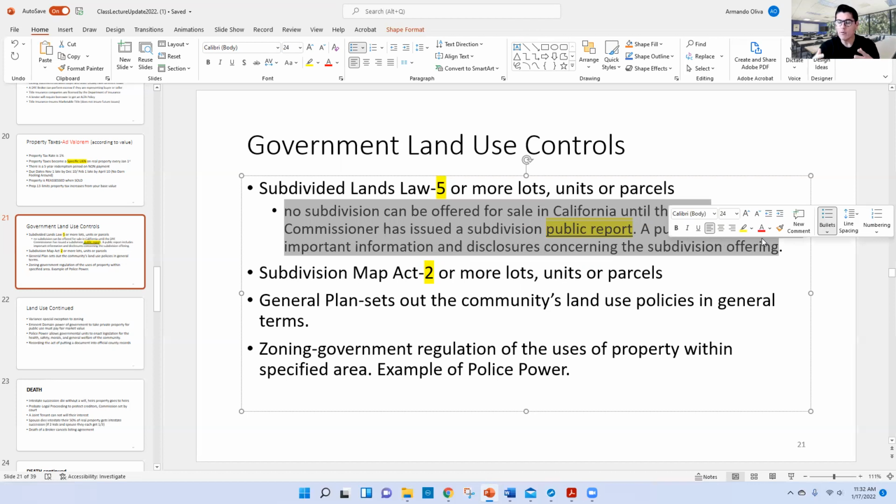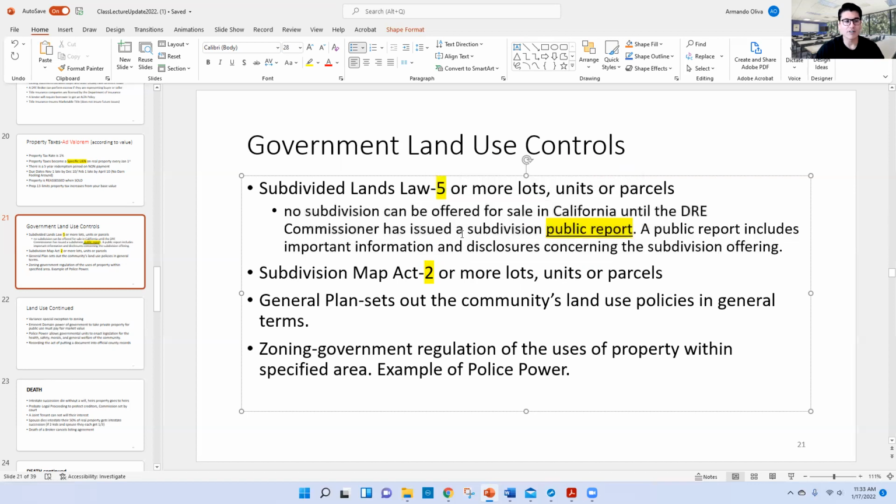A public report includes important information disclosures concerning the subdivision offering. So basically, they want to make sure that you're not ripping off the public, that if you said they're getting an acre, they're getting an acre. If you said the community is going to have certain features, it's going to have certain features, that you have enough insurance and bonds and funding to finish the project. So subdivided lands law, 5 or more lots or units, you have to deal with that law. MAP Act, you have to deal with anytime there's 2 or more lots. So see it as not either or, but that at 2 or more, right? MAP Act. And then when you get to 5 or more, in addition, you have to deal with this subdivided land law.